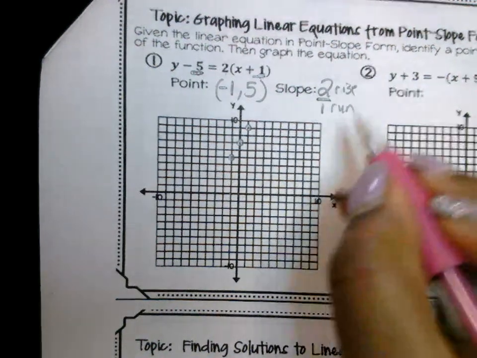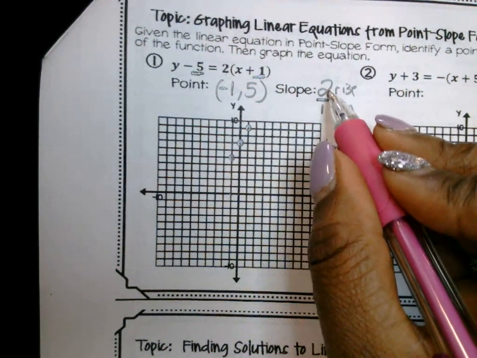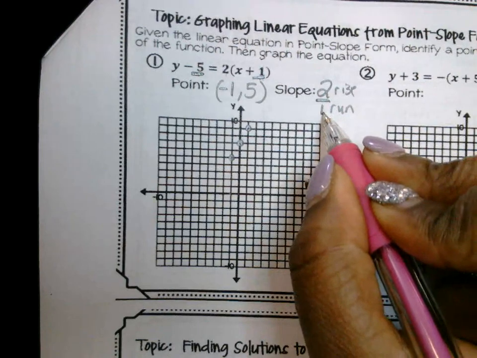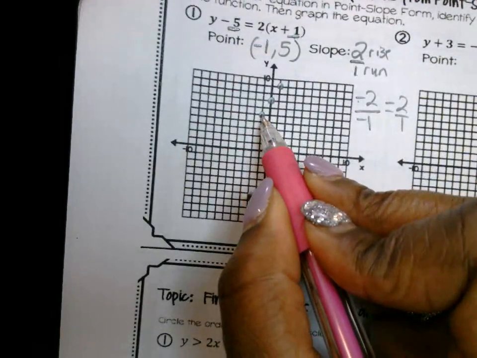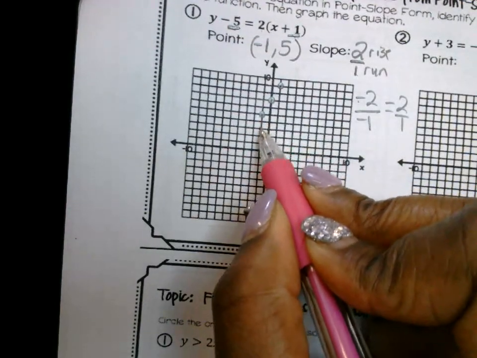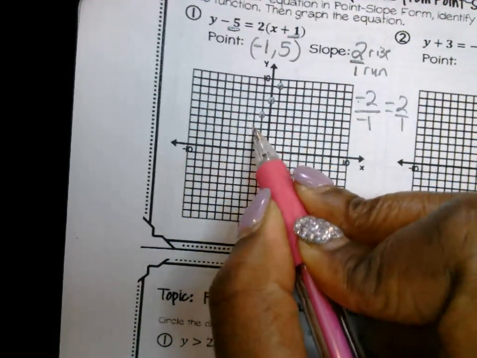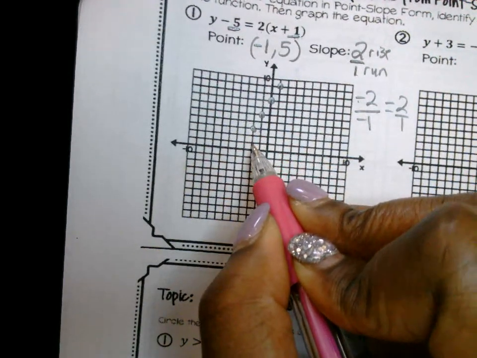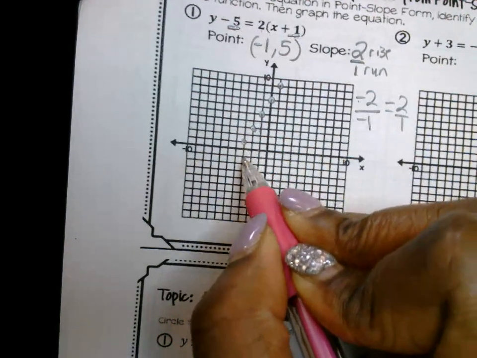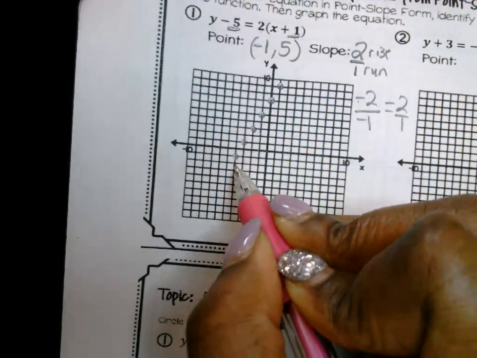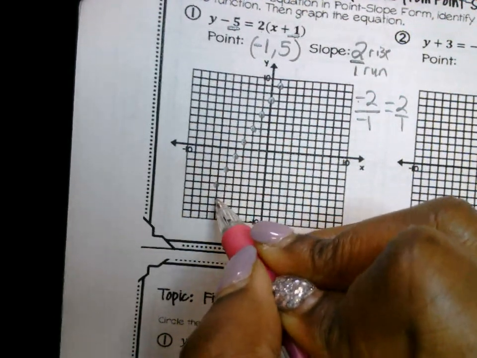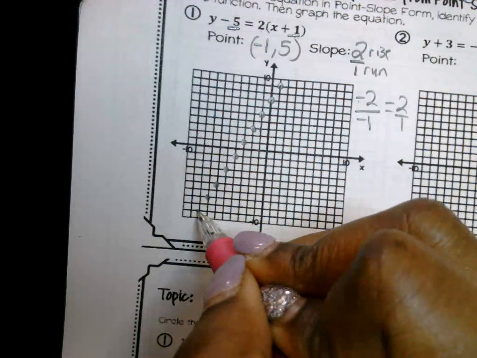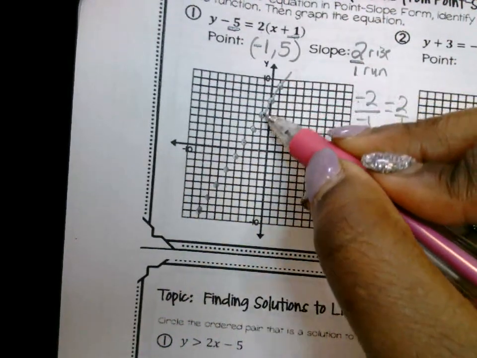Now put points in the opposite direction. Instead of going up, go down. Instead of going to the right, go to the left. Remember, this is still equal to positive 2 over 1. I'm just going to put points in the opposite direction. Down 1, 2, left 1. Down 1, 2, left 1. Go until you run out of space. Connect your points.